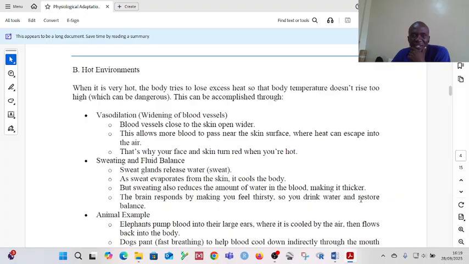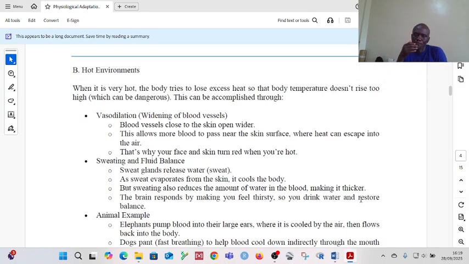Let's see now what happens in hot environments. When it is very hot, the body tries to lose excess heat so that the body temperature does not rise too high. When the body temperature rises too high, that can be dangerous. So how does the body succeed in losing heat that is found within the body when already the environment is hot? One is the opposite now of vasoconstriction. In this case, it is vasodilation.